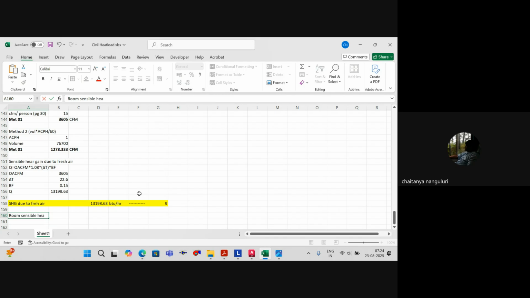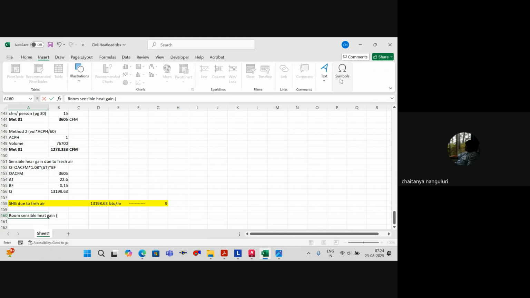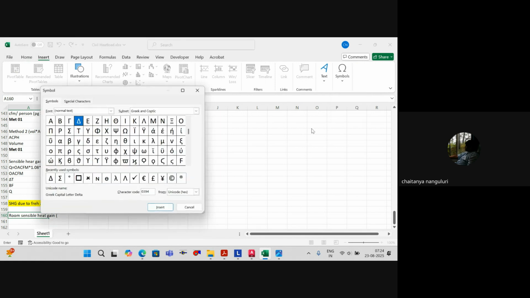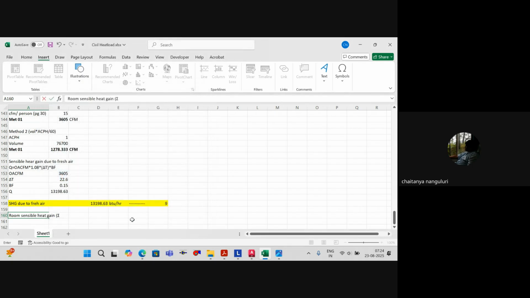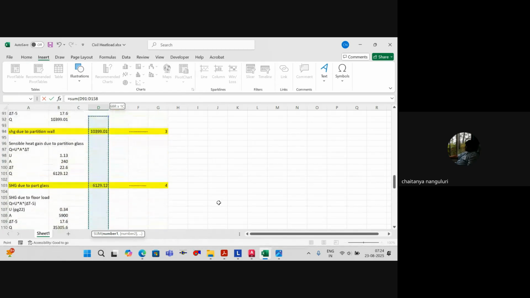Room sensible heat gain is nothing but the summation of equation 1 to 9. So I can add it as the sum of. That's the reason I've done it separately, so that I need not search.